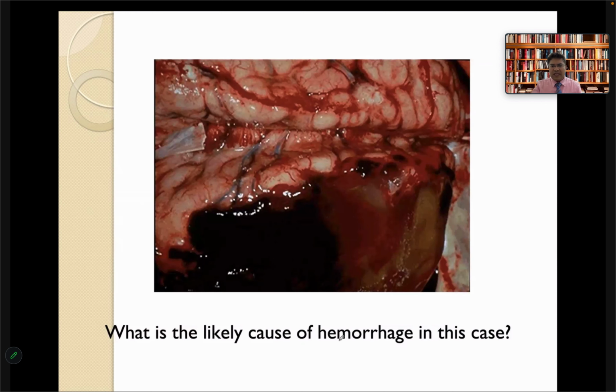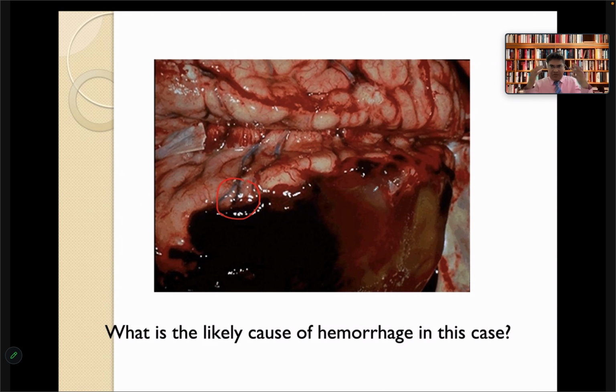So what is the most likely cause of hemorrhage in this case? So the most likely cause is, if you look carefully, you will find these are called as bridging veins. So rupture of bridging veins, right? So the likely cause of hemorrhage in this case is rupture of bridging veins. So you should write, just don't write bridging veins, right? You should write rupture of bridging veins. And if you remember, at the time of lecture, we discussed that bridging veins are the veins which run over the convexity of the brain.